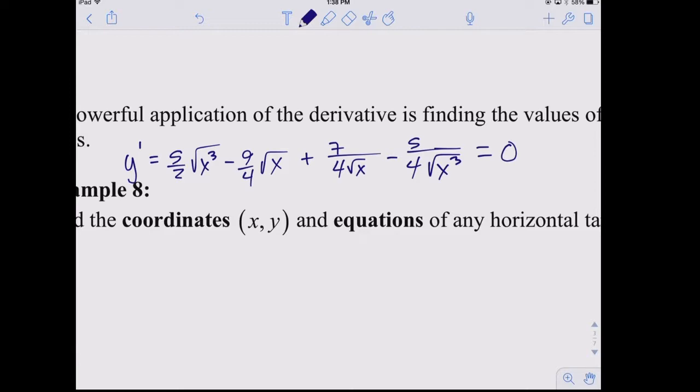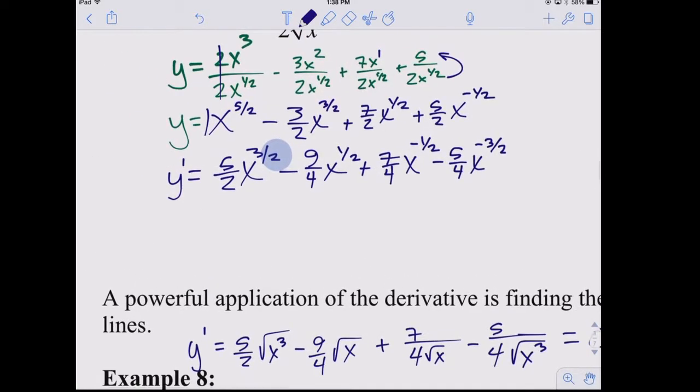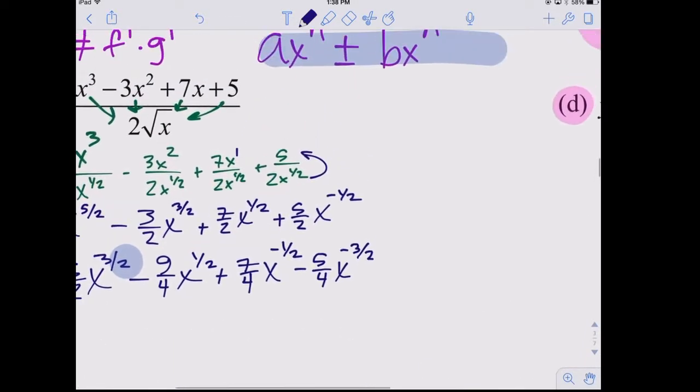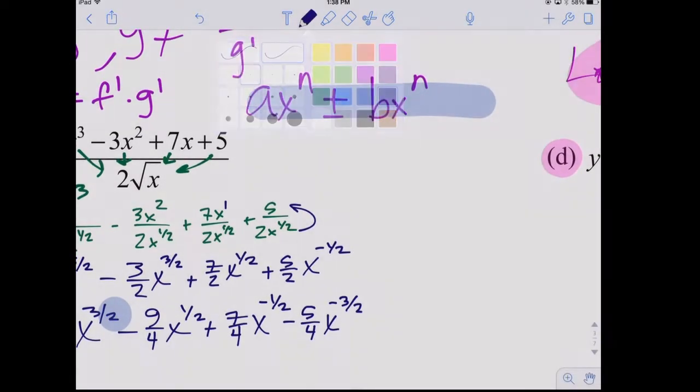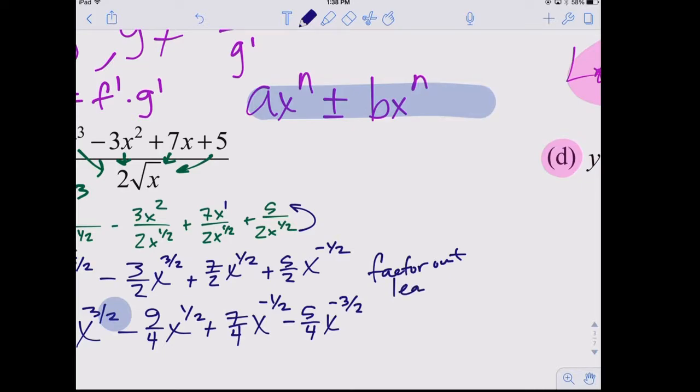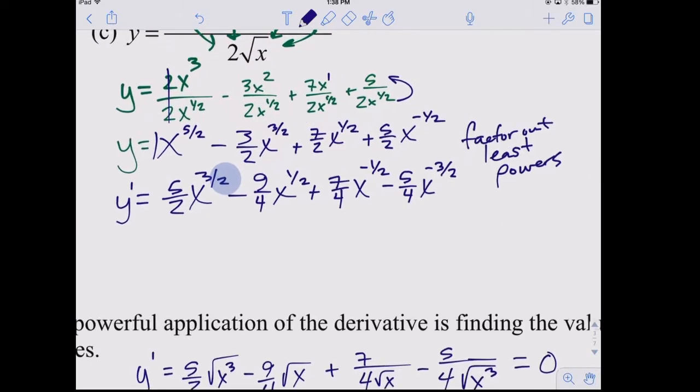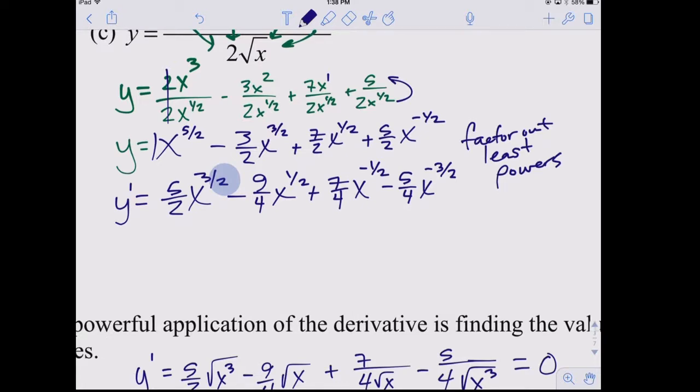Right? No. So there's another thing that we can do, and it's called factoring out least powers. So let me show you what that's going to look like. Factor out least powers. All right, so from this step here, I'm going to have y prime equals. Let's go ahead and look at the numbers first. Is there any number that I can factor out?